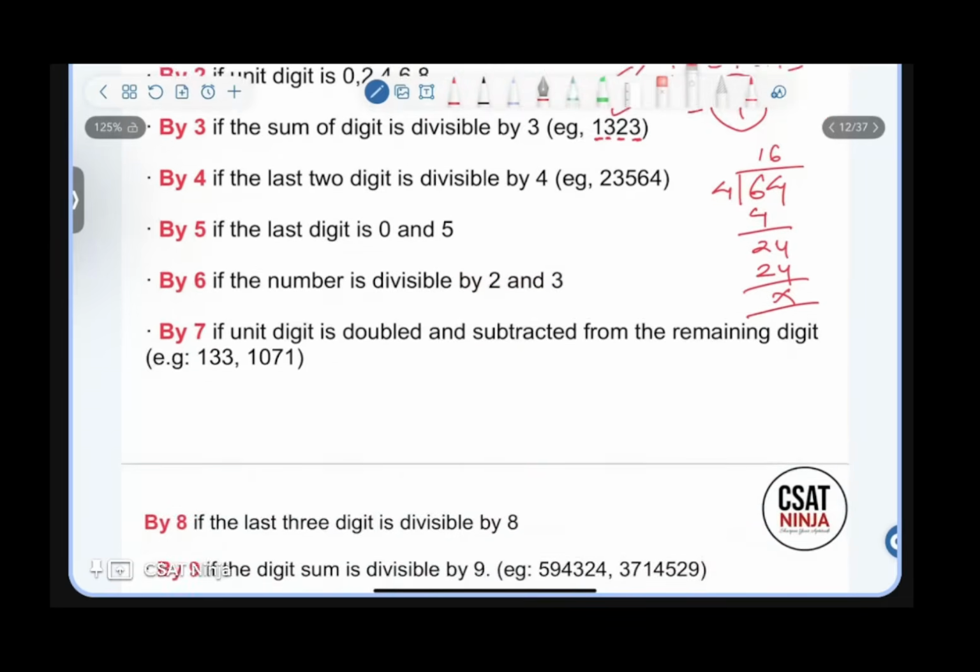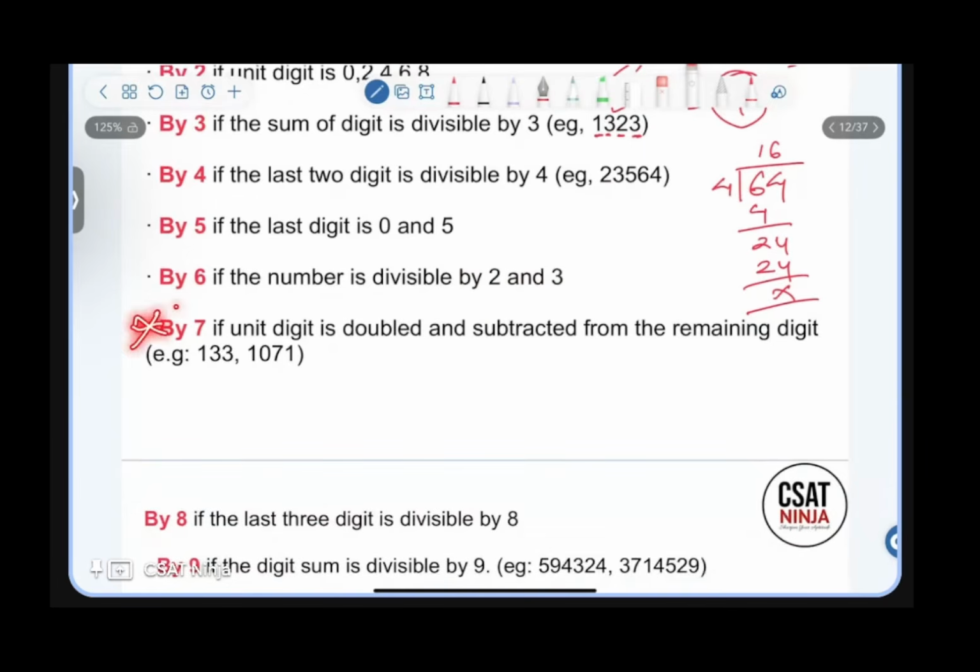Next, for 7, we don't use it often in exam, and we don't see any question based on this one. So I'll just leave that aside.